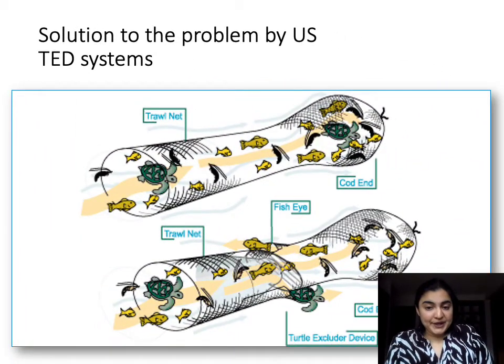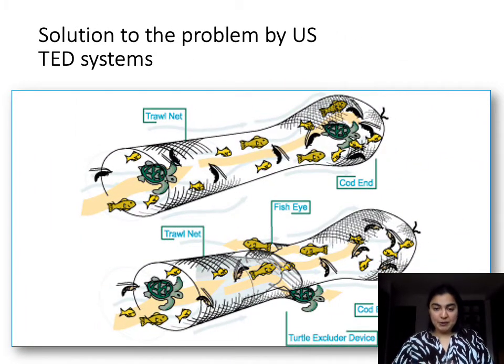Basically, what are TEDs? So the uppermost diagram here is a normal traditional net that traditional countries or traditional fishing methods use for shrimping.